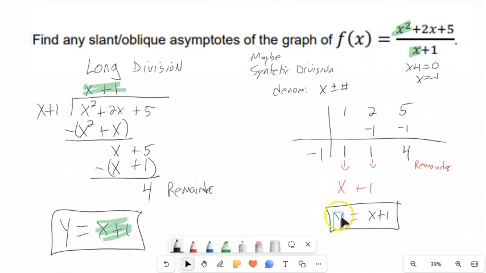It's always y equals because an asymptote is an equation. It can't just be x plus 1. That's not an equation. Y equals. And then don't use the remainder.